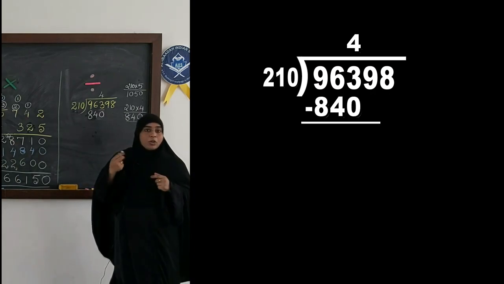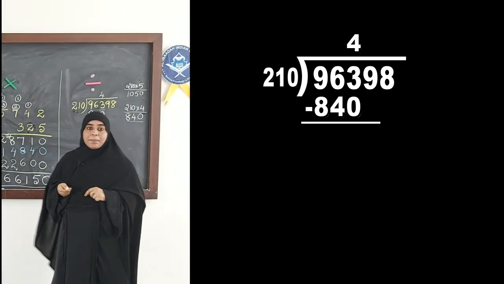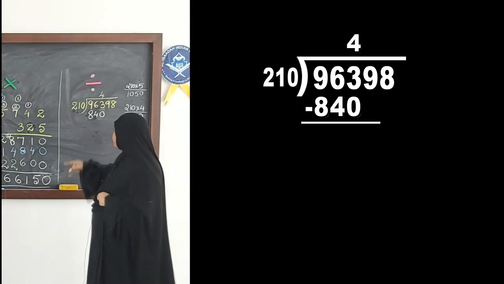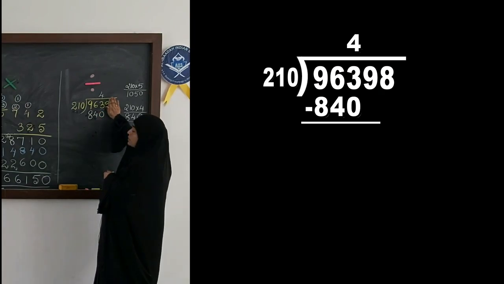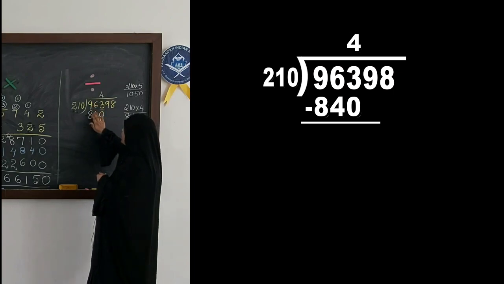Now what do we do next? What should be our next step? Subtraction. Okay. We subtract these two numbers. We don't have to look at the remaining digits. We just have to subtract these two.